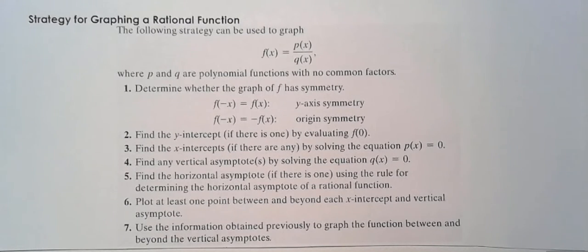Number 2, we want to find the y-intercept if there's one. Number 3, we want to find the x-intercepts if we have any. Then we're going to look for the vertical asymptotes, horizontal asymptotes if we have one, and then plot at least one point between and beyond each x-intercept and vertical asymptote. And then if we have to, number 7, use the information obtained previously to graph the function between and beyond the vertical asymptote. So if we have to create some more points, we'll do that just so that you can have a vision as to what the graph will look like.